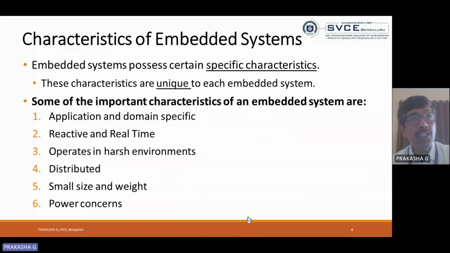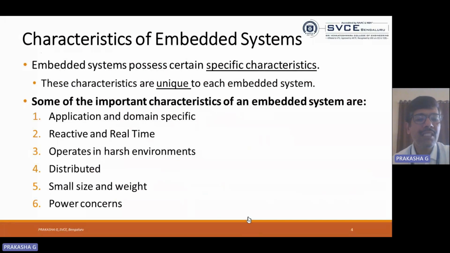And distributed operations is one very important characteristic of the embedded system. That means if you look into very big embedded systems, like in an industry, multiple machines are connected and they need to operate. So the embedded system is distributed across multiple machines. That is also one of the important characteristics of the embedded system.